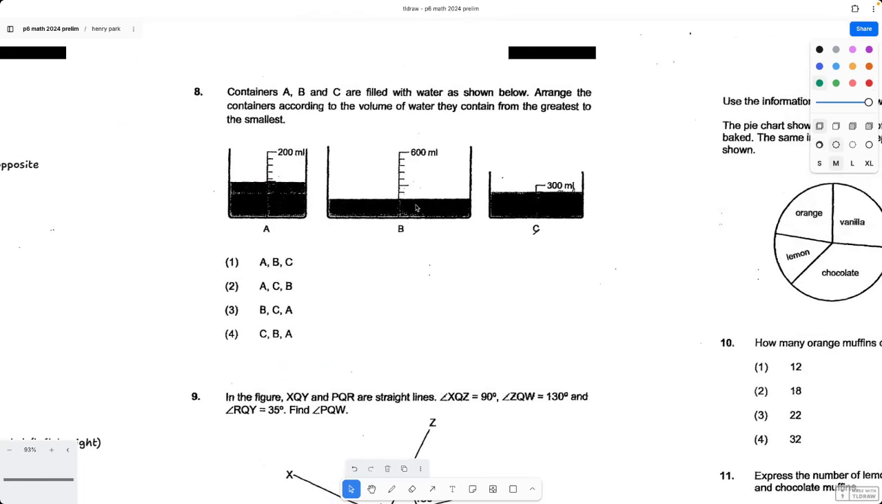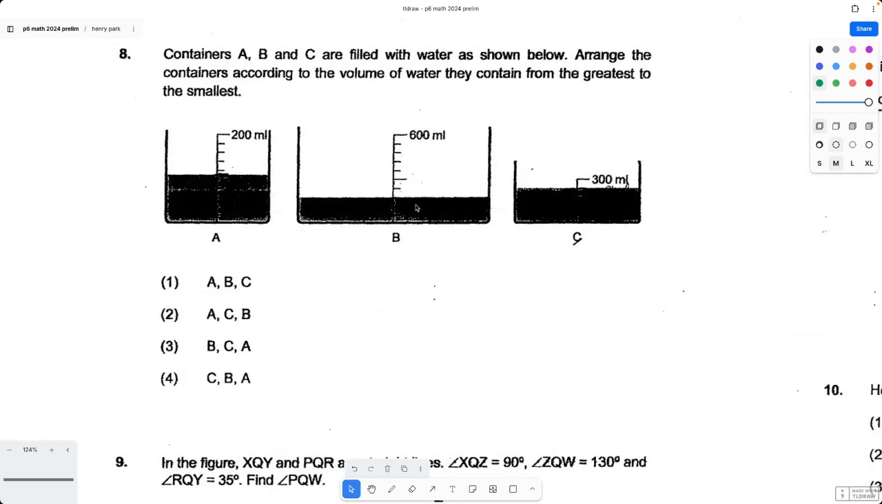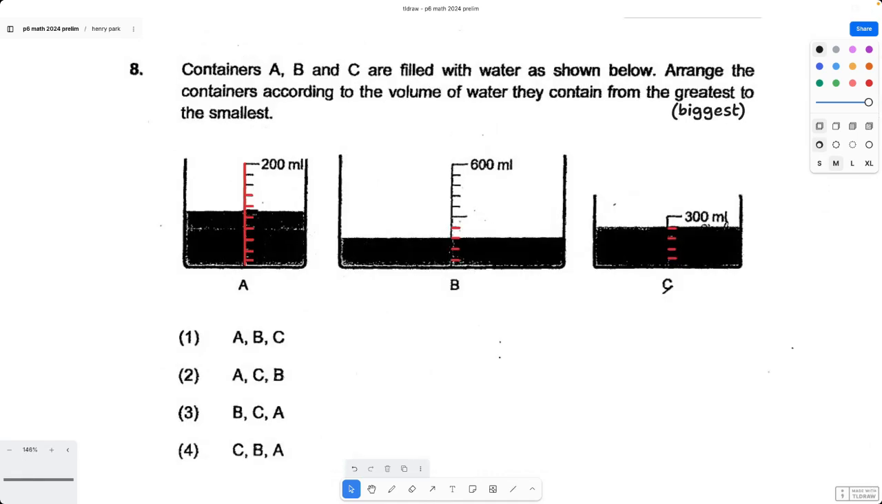Question number 8. It says here containers A, B, C are filled with water as shown below. Arrange the containers according to the volume of water they contain from greatest to smallest. So from biggest to smallest. I'm going to write here. Greatest means biggest. Right now we just need to measure. It's a bit hard to see, so I'm going to draw it out. It roughly looks something like this.